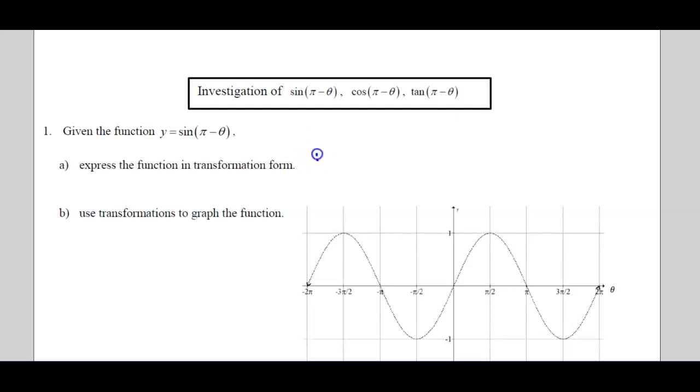So remember, in transformation form, we do anything to the y, there isn't anything. We do anything to the x or theta, but put it with theta having a coefficient of 1. So if I rearrange, this is negative theta plus pi. So I'm going to factor out the negative, and then theta minus pi. That's transformation form, back from the transformation unit.